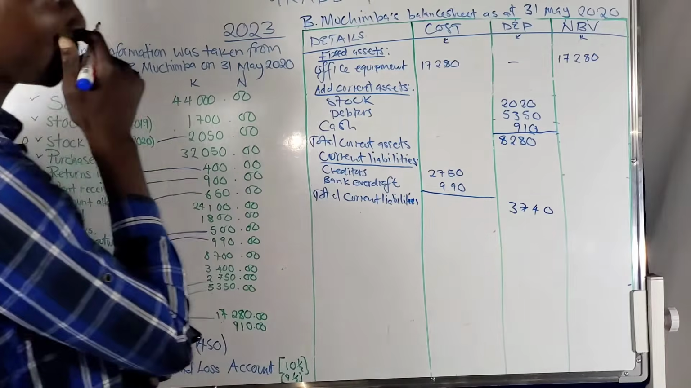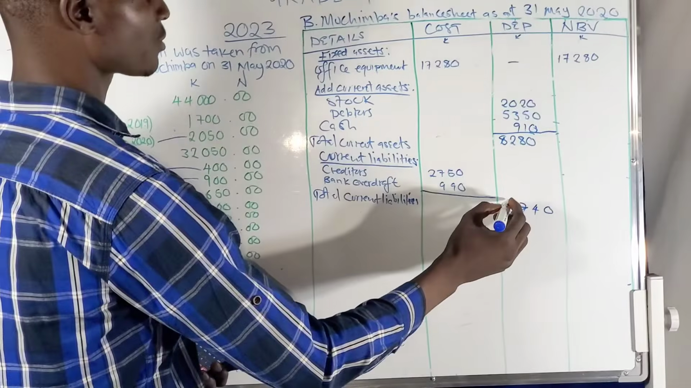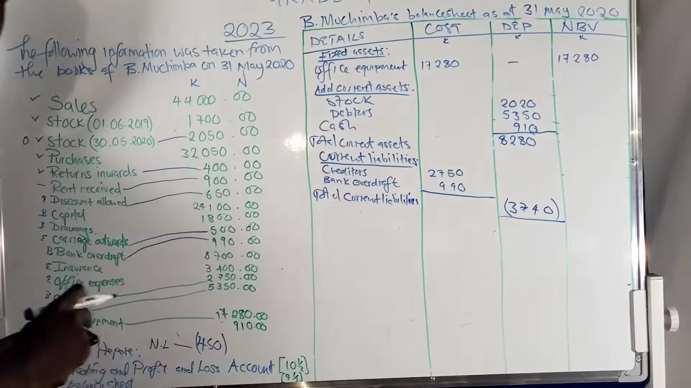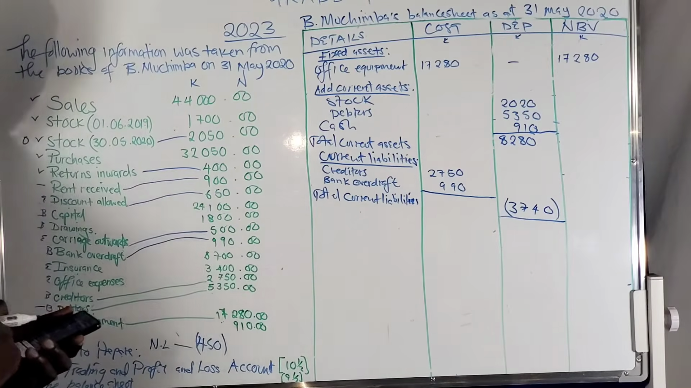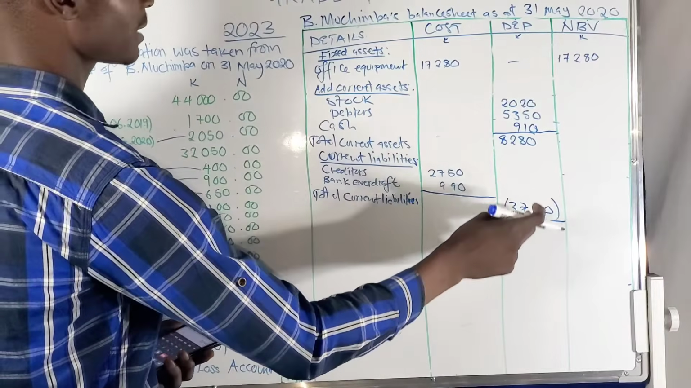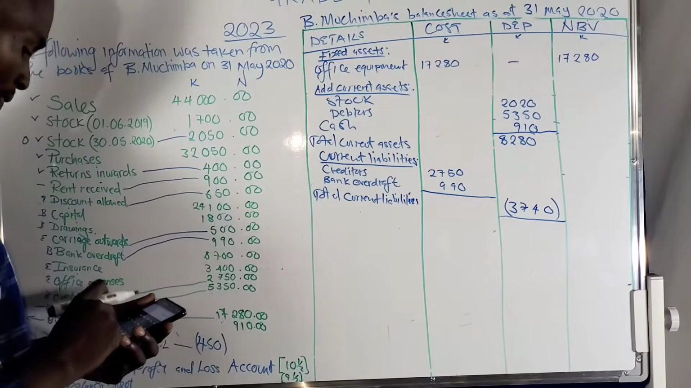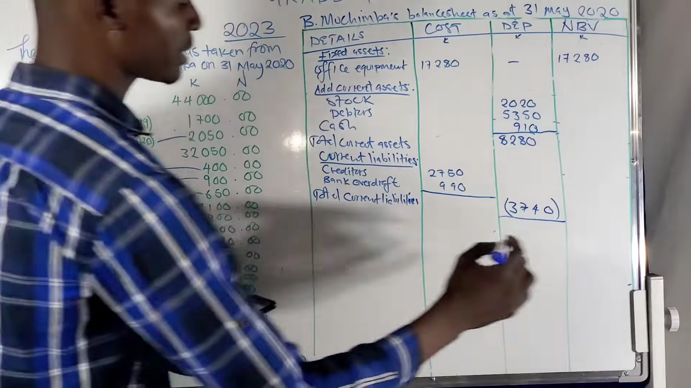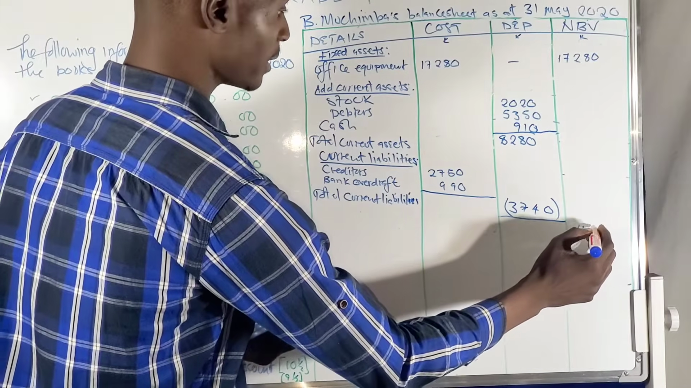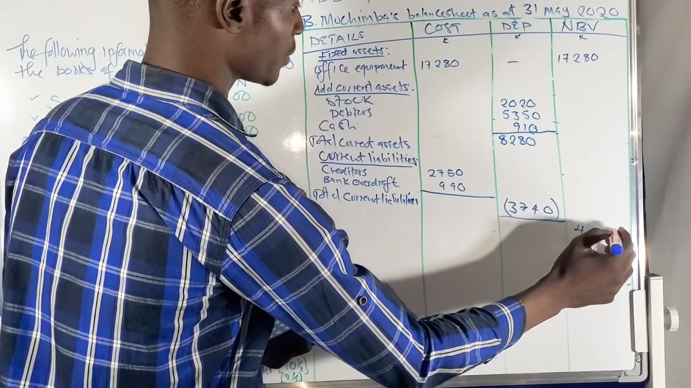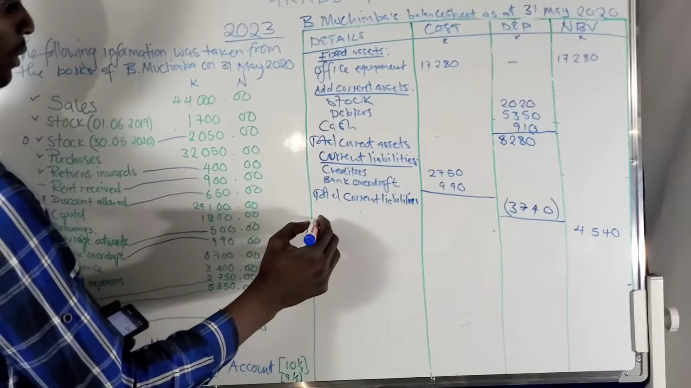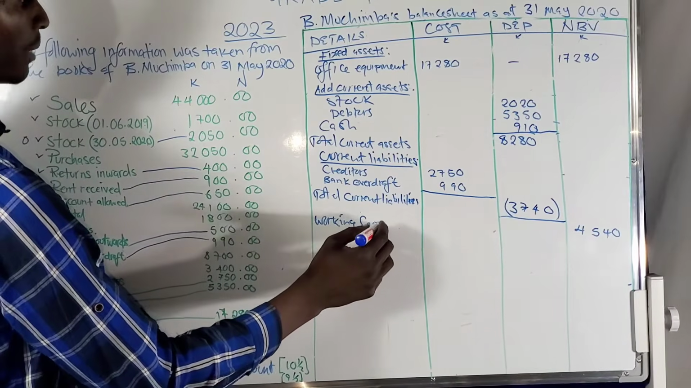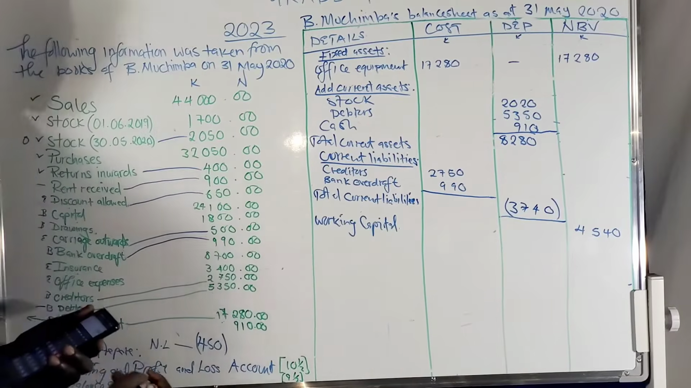All right, now when you reach this stage, what you need to do is to subtract the current liabilities from the total current assets. So 8280, and it's giving me 4,540. This one is called the working capital. Okay, so that is the working capital.